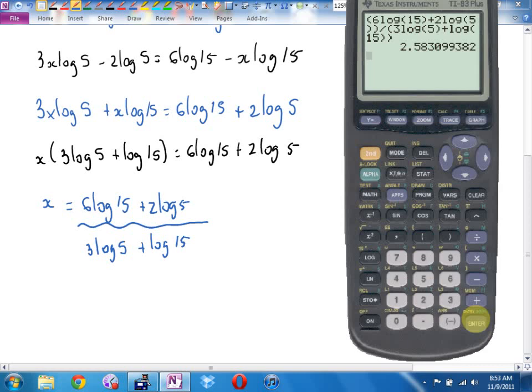Brackets around the top, Ryan. Brackets around the bottom. And every time you type a log, you have to close off a bracket for the log.